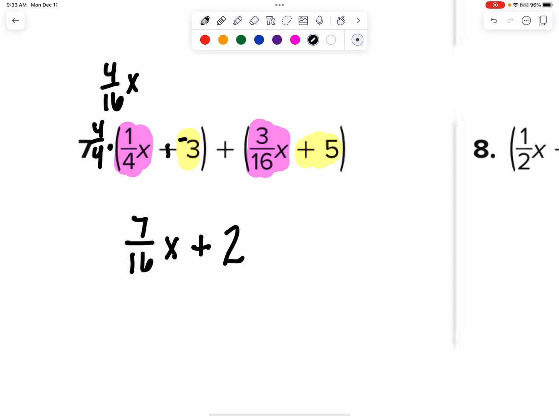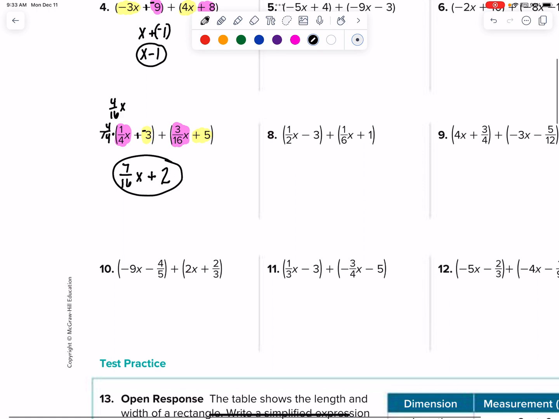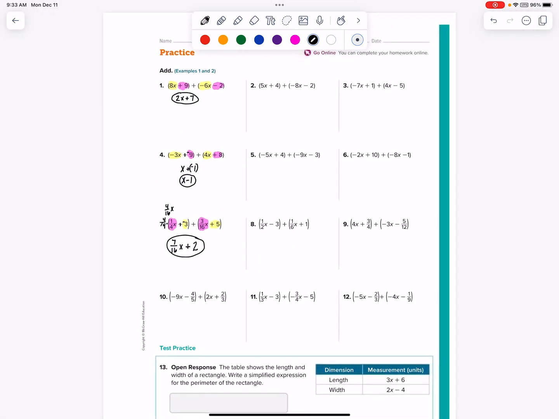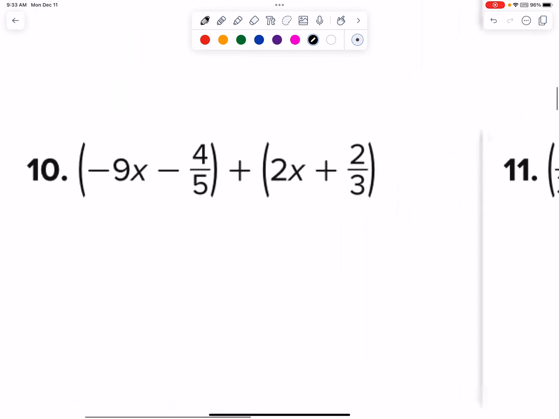That puts us at 2, and you're done. Okay, all right. Let's go ahead and do, it looks like they're all good. Let's take a look at number 10 together.